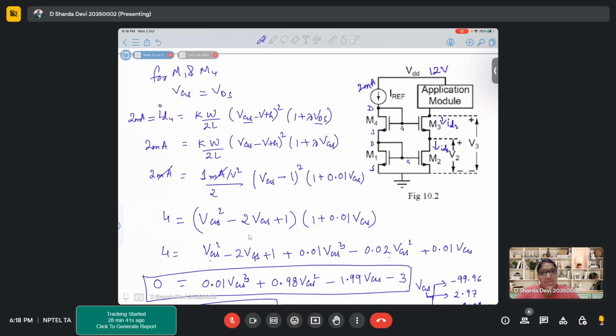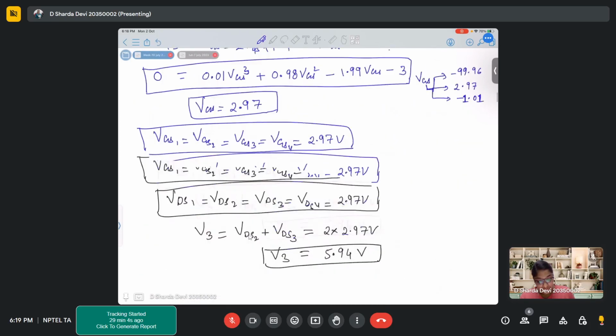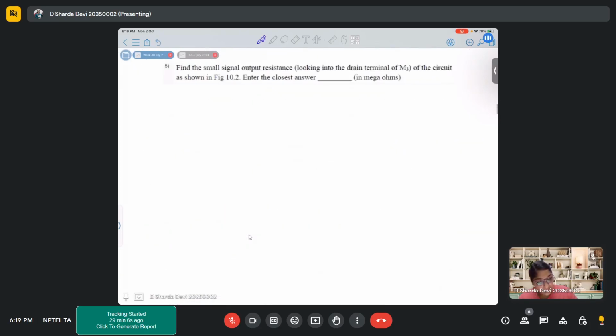Okay, ma'am. I was thinking about this M3 and M2, but they are also in saturation due to the current mirror. Yes. So that is happening because of this mirror circuit. Otherwise it won't be possible. So this is because of the mirror circuit, we are getting all the transistors in on state and all are in saturation also. Okay, so moving on to the next problem.